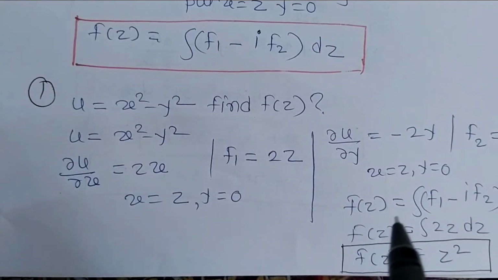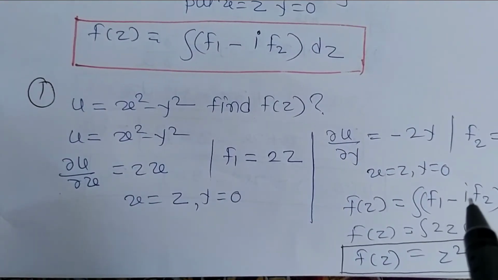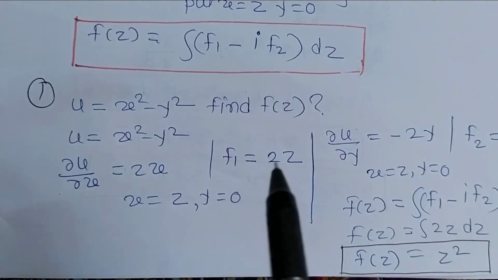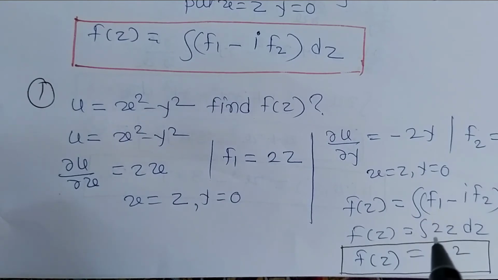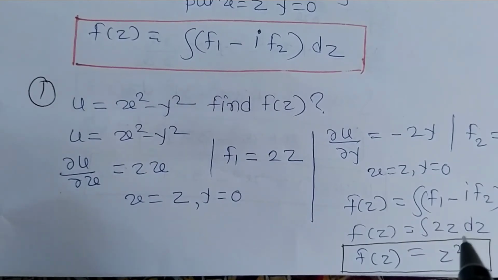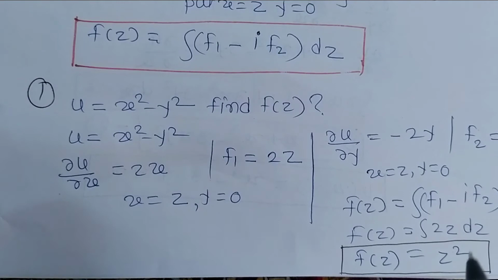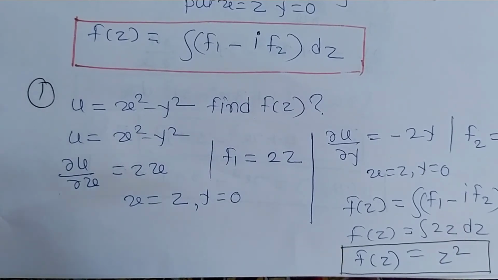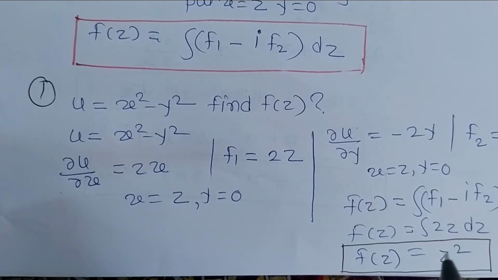So f of z is equal to integration f1 minus i f2 dz. Here f1 is 2z, so f of z is integration 2z dz. So f of z is equal to z square. So this is our final value: f of z is z square.